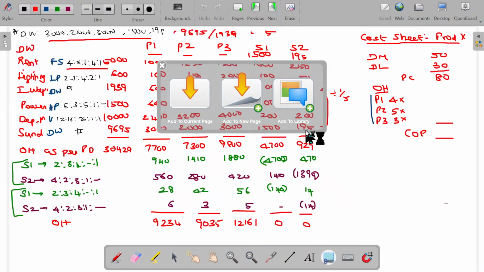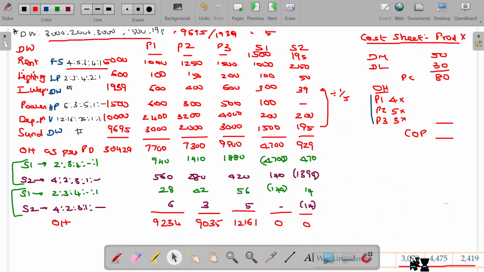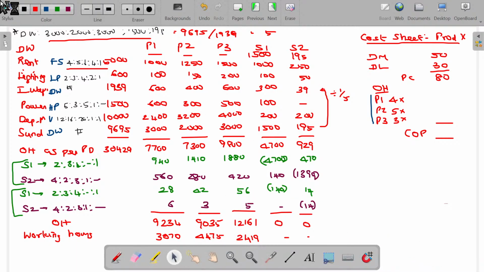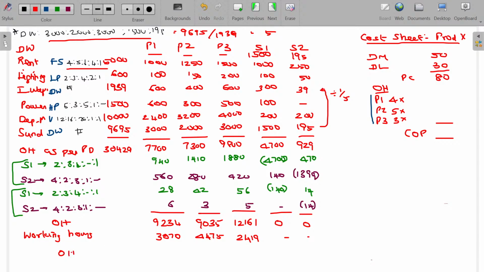So I'll pick this one here. Now, working hours: 3,070, 4,475, 2,419. Okay, that's all. Find out the overhead recovery rate, otherwise cost per hour.